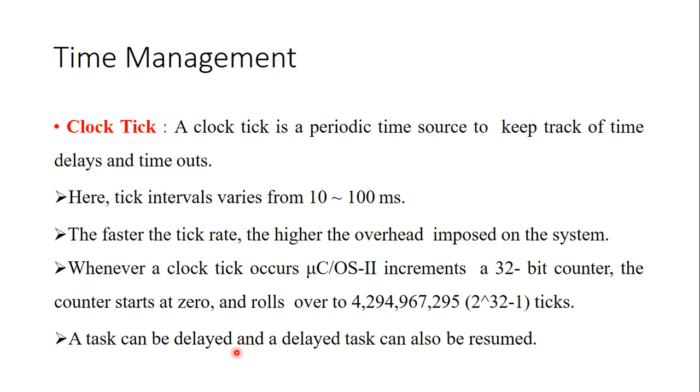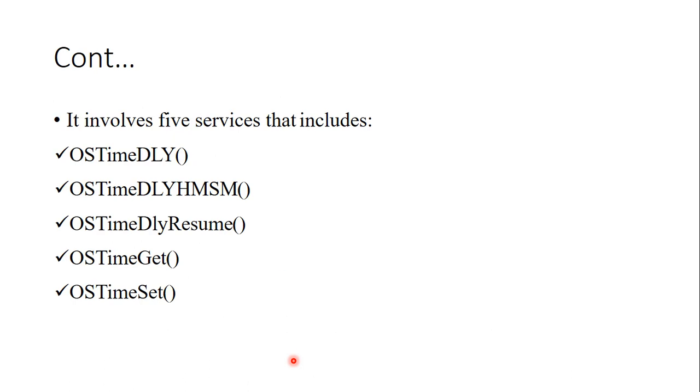A task can be delayed, and a delayed task can also be resumed. So this is a vice versa process. For time management, it has the following five functions: the delay function with some argument, the delay resume, getting the time of delay, and setting the time of delay to a particular value.